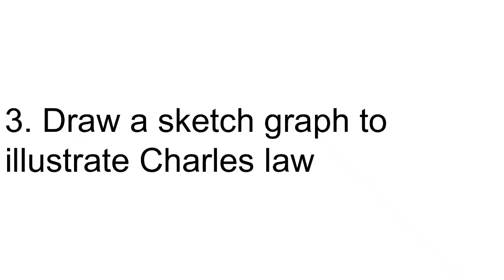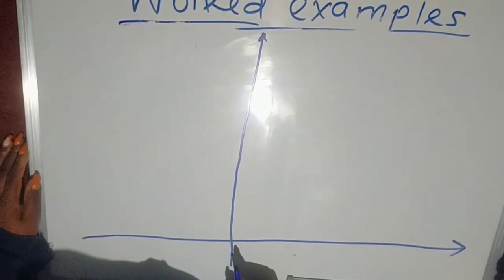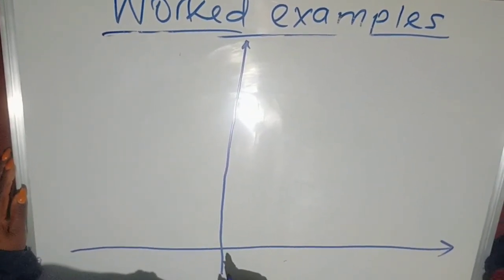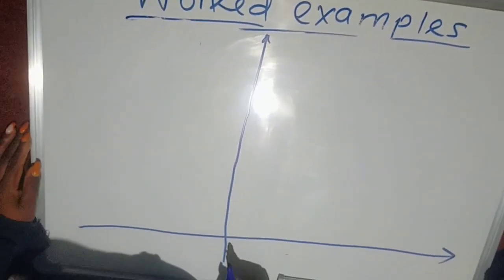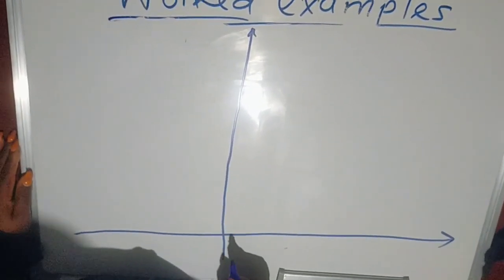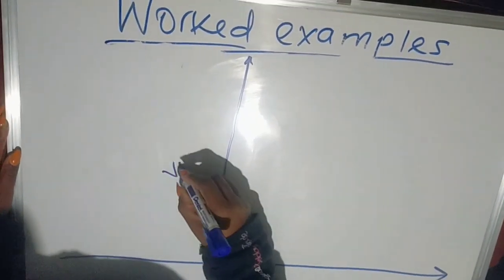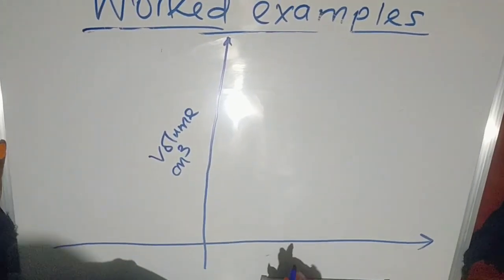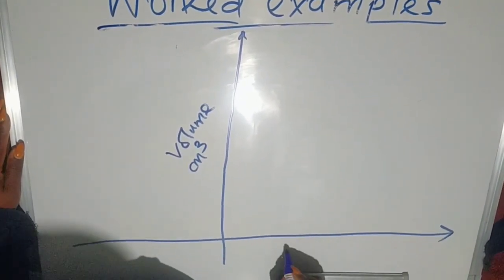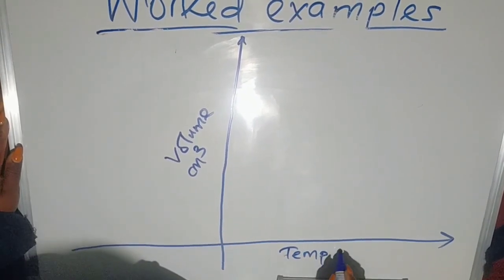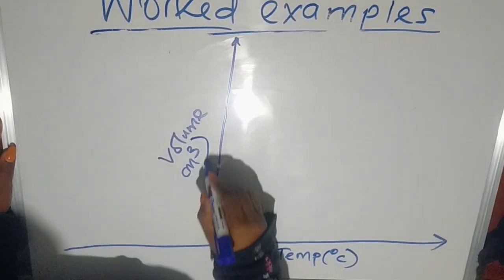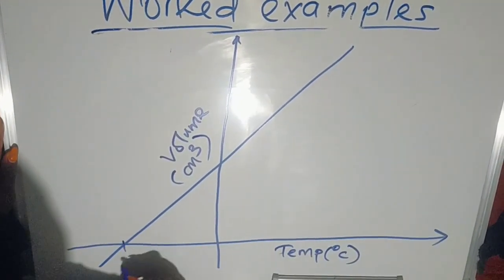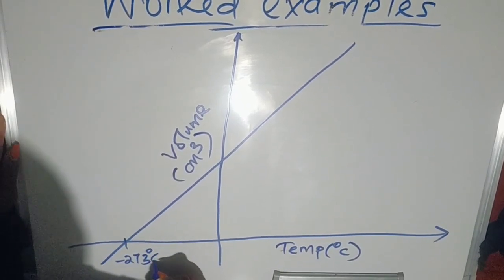Draw a sketch graph to illustrate Charles' law. In this question, we are required to draw a sketch graph of Charles' law. So this is how we go about it. You have the vertical scale, which represents the volume in centimeters cubed, and the horizontal scale, which represents the temperature in degrees Celsius. Then we shall have the graph cutting the horizontal scale at negative 273 degrees Celsius. Just that.